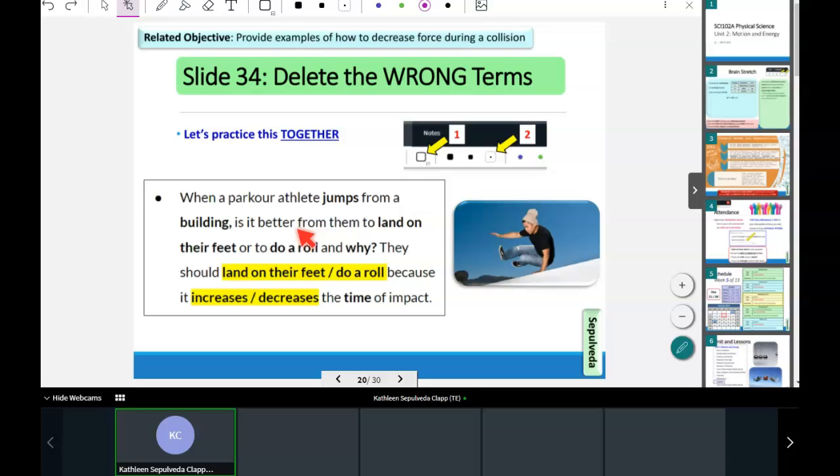There are classes you can take to learn how to do this stuff. And maybe you've done it, I don't know. A roll is literally like a tuck and roll. They'll jump over something, and instead of landing on their feet, they'll roll their body, like a somersault.